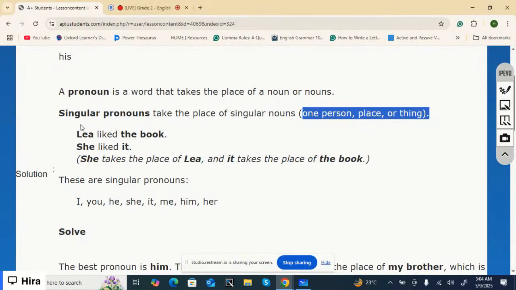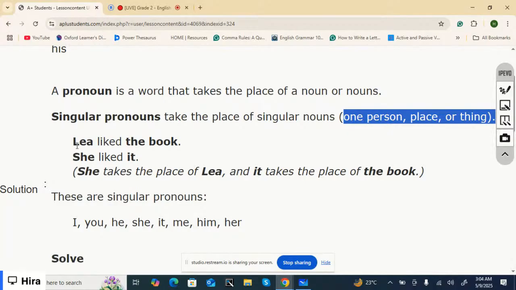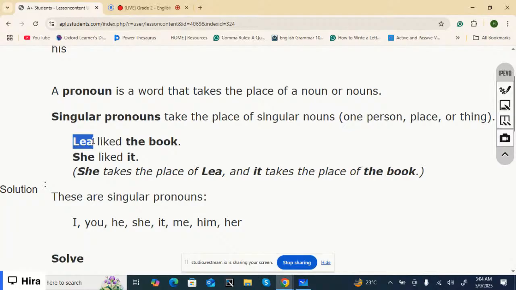We have some examples here. Let's read the first one. Leah liked the book. Leah is the name of a person who liked the book. The book is the name of a thing, and it is also a noun. The name of a person, Leah, is also a noun. But you can see it's a singular noun, the name of one person. Book, the name of one thing, again a singular noun.